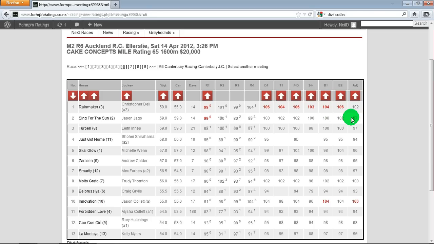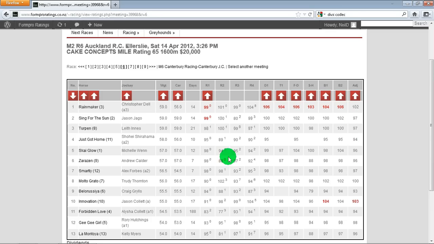More weight, the more distance you're running over, the more effect the weight has. So Rainmaker goes from 104, and he gets a penalty of 2 rating points, remembering 1 rating point equals 1 length. And his adjusted figure is 102. It's very important. That's a column I'll discuss in a moment.